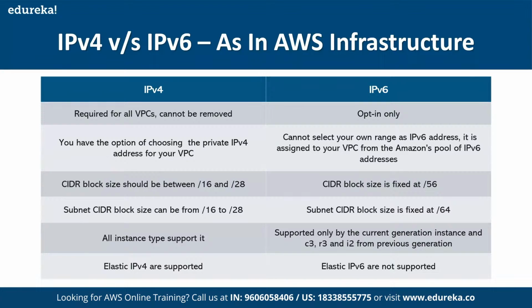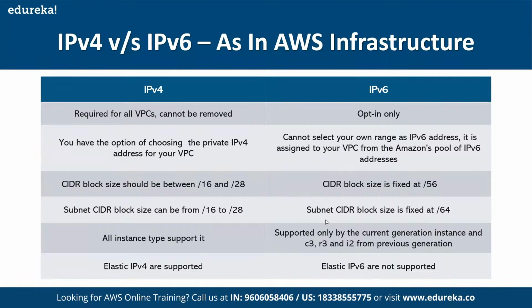So people prefer IPv4. For IPv4, the CIDR block size should be between 16 and 28. Here it should be 56. It is fixed at 56. Subnet CIDR block size can be 16 to 28. This is for the VPC and this is for the subnet. For IPv6, the subnet CIDR block size is fixed at 64. So you can see a lot of control is lost when we go for IPv6. All instance types support IPv4, but there are certain instance types like C3, R3. Now, to understand these instance types, you should know AWS compute a little bit, which is not in scope for this discussion. But these are EC2 instance family types. They only support IPv6.